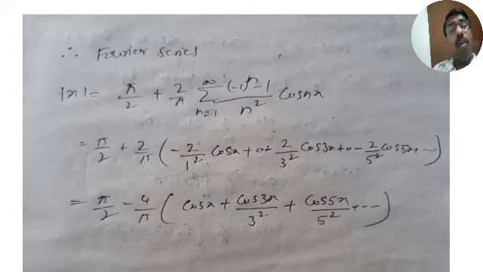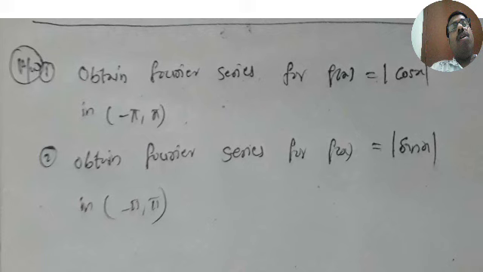So let us give the homework now. Okay, homework, note it down. Homework problems for today. The first one is: obtain a Fourier series for f of x is equal to mod cos x in minus pi to pi.